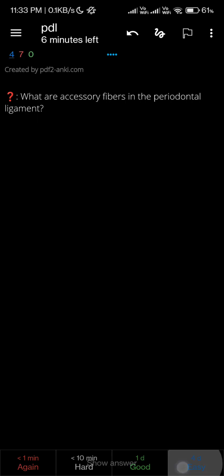What are mast cells and where are they found? Mast cells are found in the periodontal ligament. And what are the accessory fibers? Accessory fibers aid in the function, the second group of fibers, and they also aid in the function along with the principal fibers.